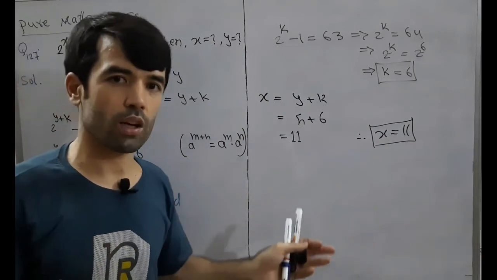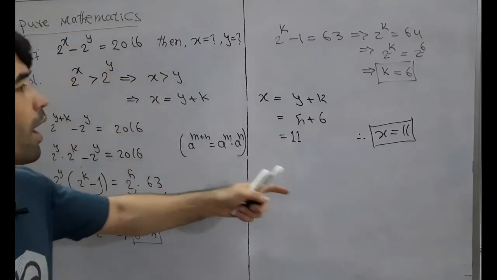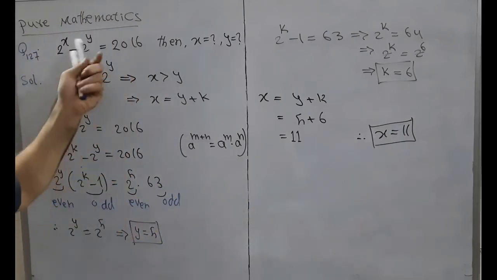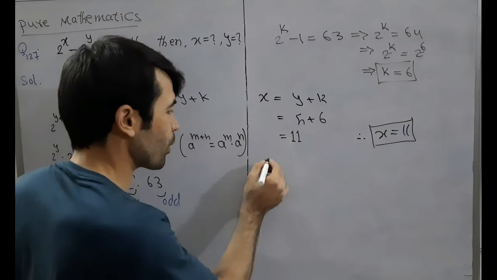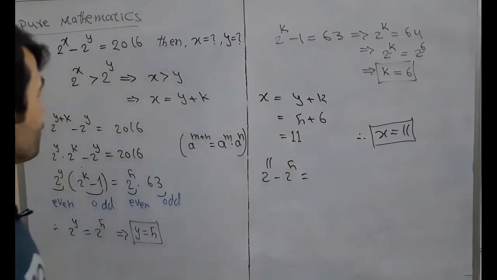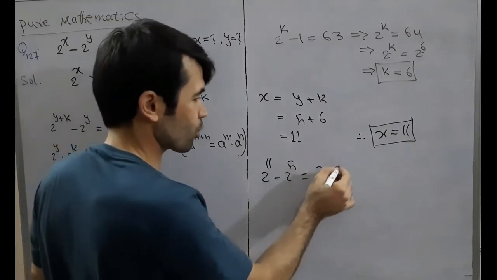If we check the answer, obviously we have to put x is equal to 11 here and y is equal to 5 here. Then we get 2 to the power 11 minus 2 to the power 5 is equal to 2016.